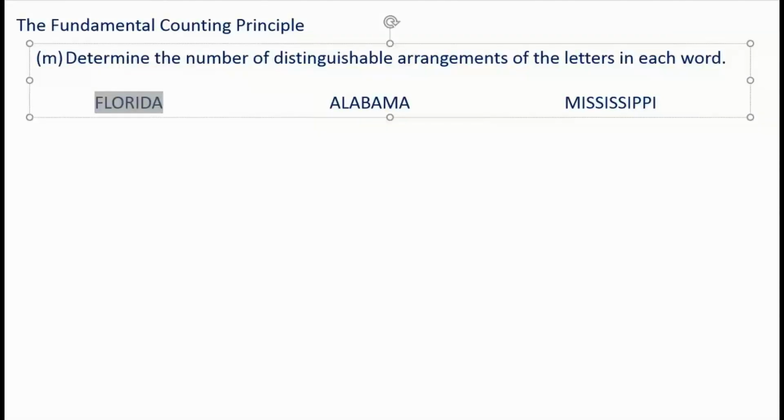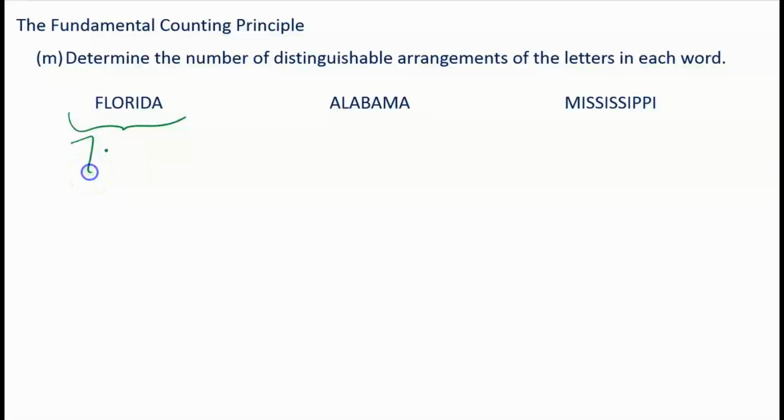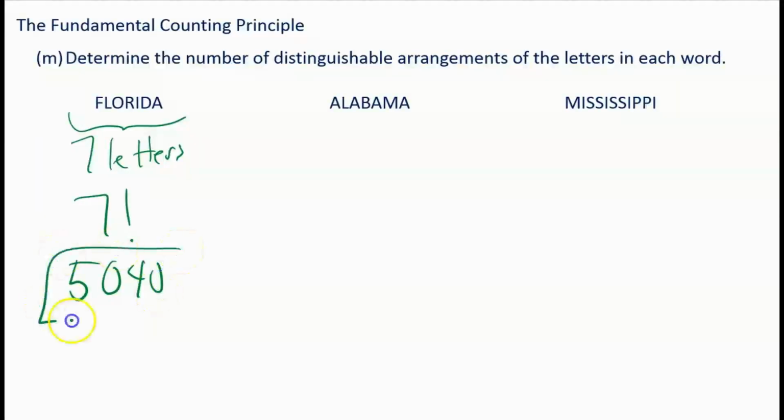Okay, right here, 7 letters. Do any of those letters repeat? They don't. The F is not there again, the L is not there again, the O is not there again. You get the point. So to arrange all of these, just like shoes in the closet, I'm just going to do 7 factorial. And 7 factorial is 5,040. Okay, 7 times 6 times 5 times 4 times 3 times 2 times 1.